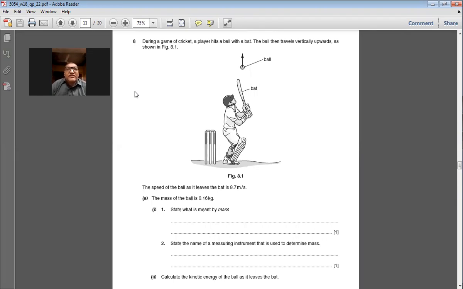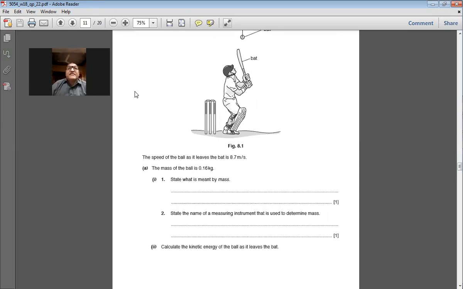The mass of the ball is 0.16 kg. State what is meant by mass. Mass is the amount of substance or amount of matter in a body. Its SI unit is kg. State the name of the measuring instrument that is used to determine the mass. We use the pan balance. Pan balance is used to measure the mass.